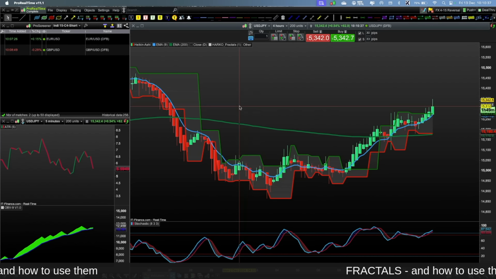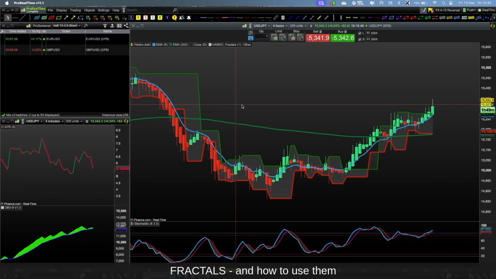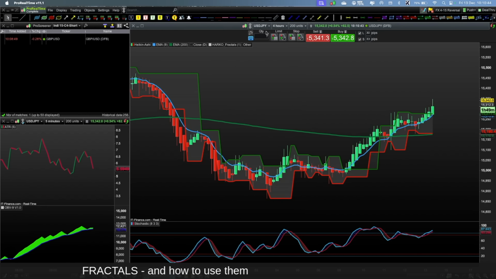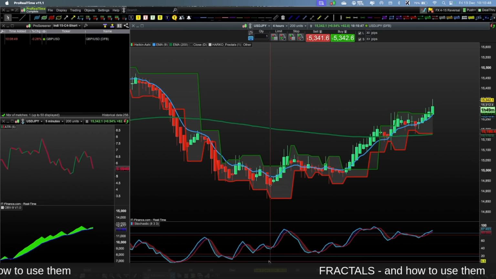So this is the forex setup. Let's just have a little look at this. It's USD Japanese. Actually, we could put some of it live. I'll show you this first.